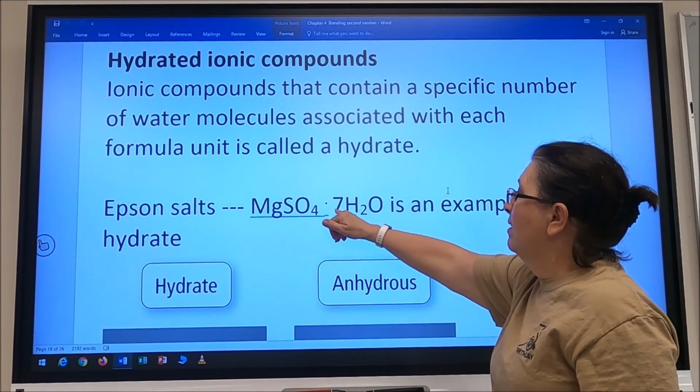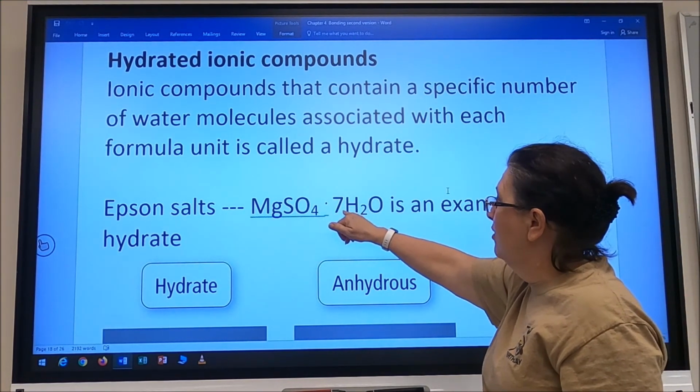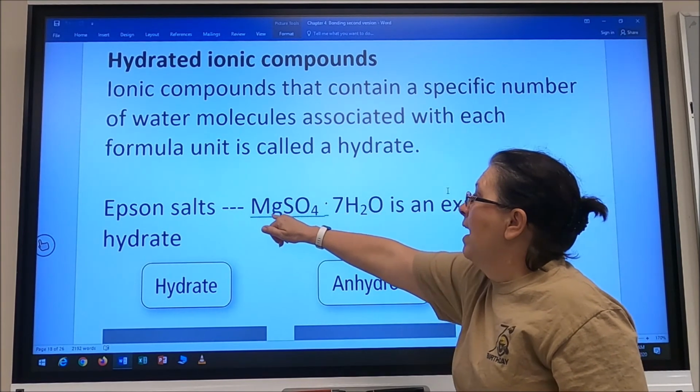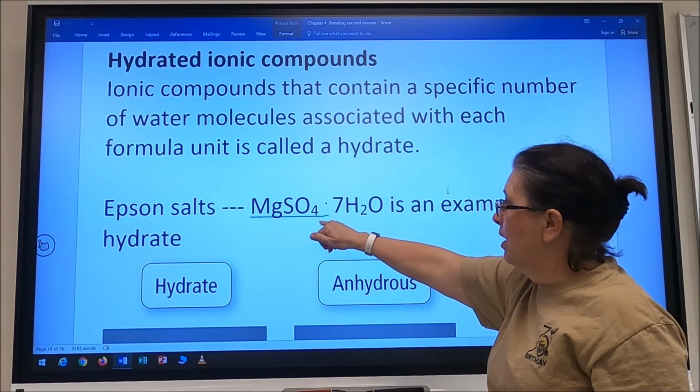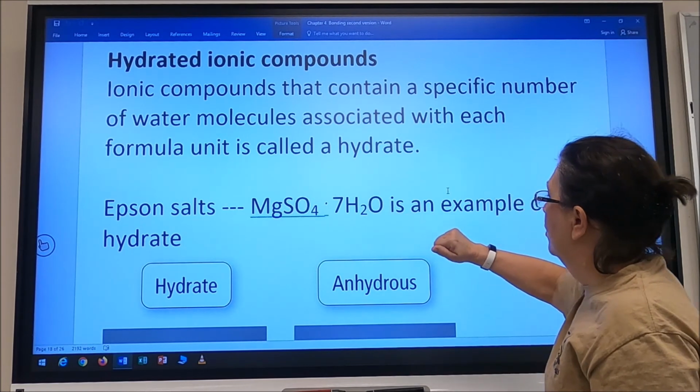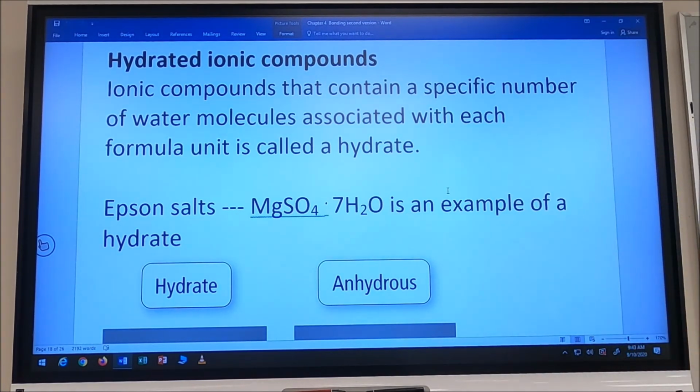So Epsom salts is an example. Magnesium sulfate, notice the dot here, 7H2O. So for every magnesium sulfate formula unit, there are 7 water molecules in the crystal lattice hiding in and amongst the ions.